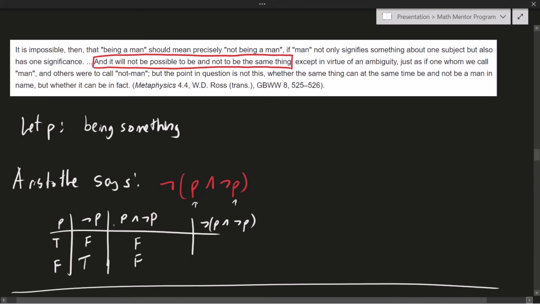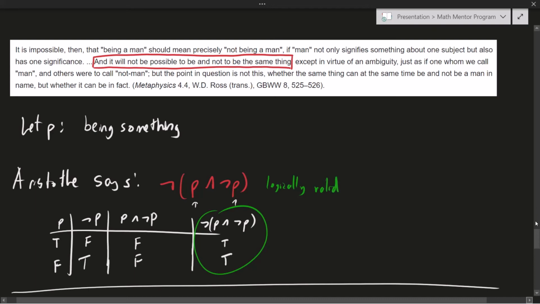But this is good because when we negate this, when we flip it around, the statement not (P and not P) is always true. And we have our tautology again, right? So this statement is logically valid. So Aristotle is right, basically, in any case.